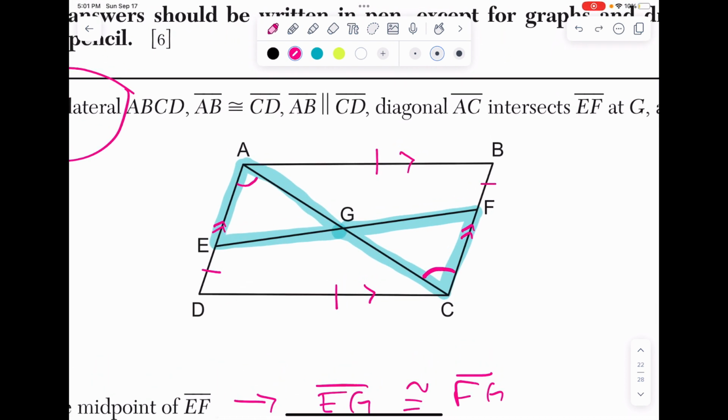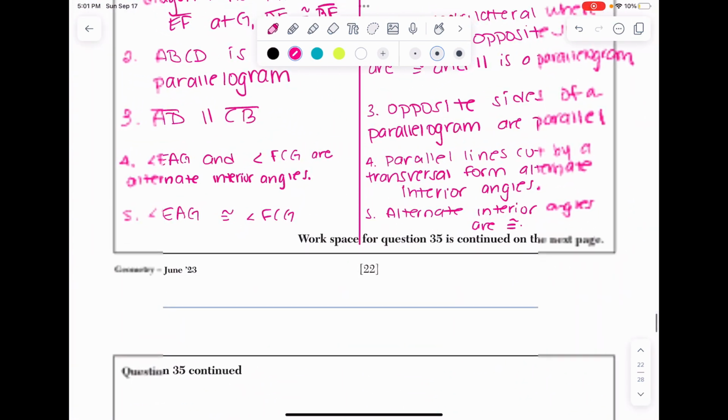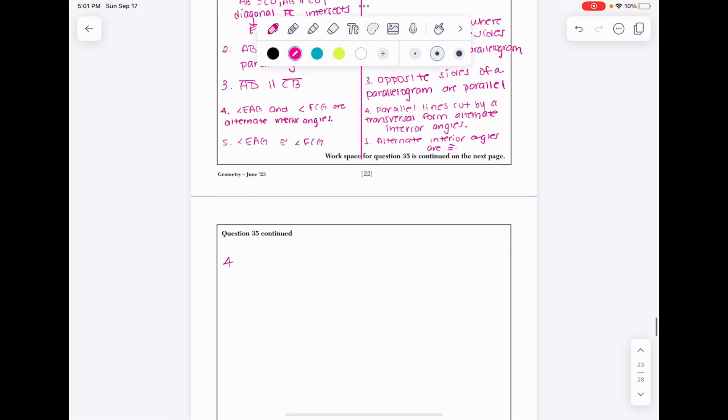Okay, since we know that this is a parallelogram now, we know that opposite sides are also congruent. So I know that DA and CB have to be congruent. I'm just going to put brackets here to mark that. So I'm going to write that next in my proof. This is actually line 6. DA is congruent to BC because opposite sides of a parallelogram are congruent.